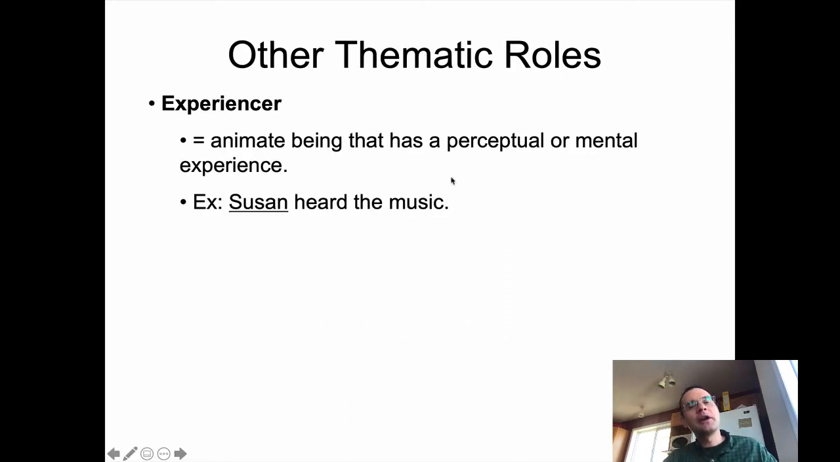Okay, so other thematic roles for noun phrases in sentences include the experiencer. This is a being that has a perceptual or mental experience. So Susan heard the music.